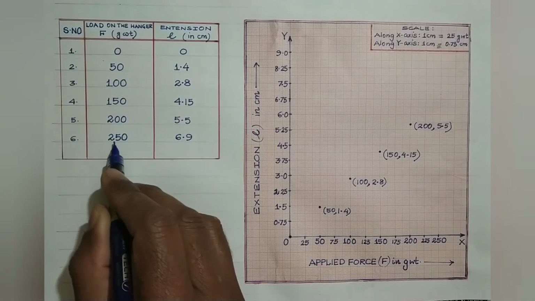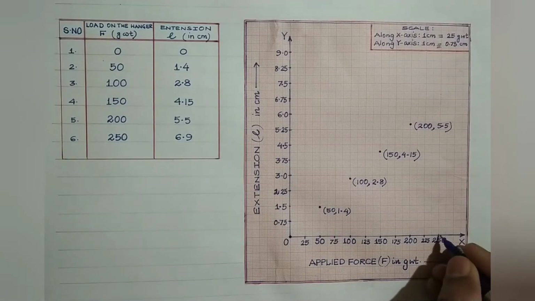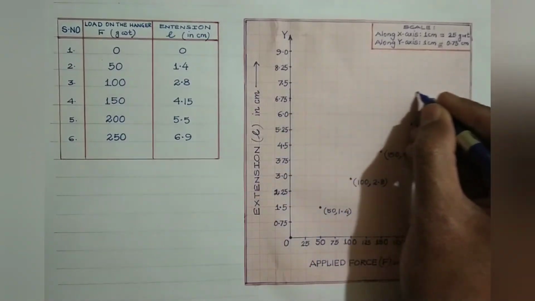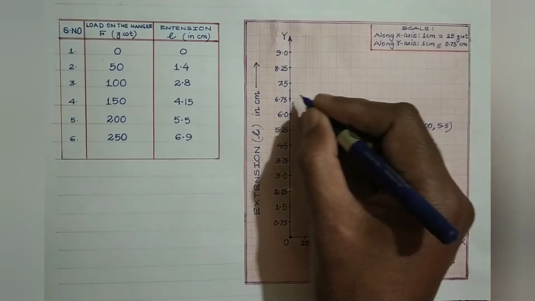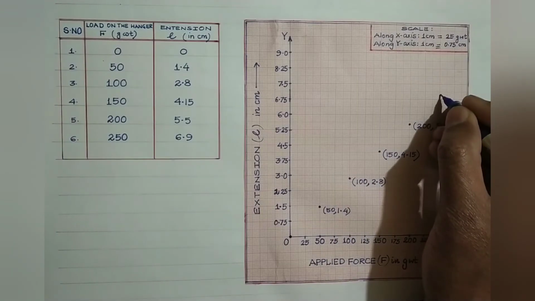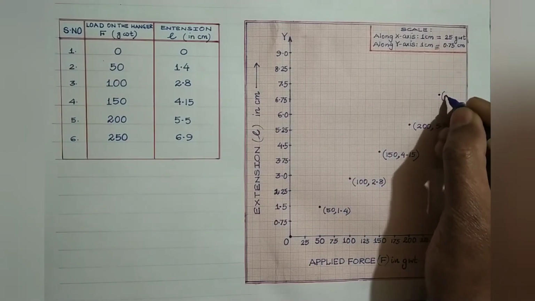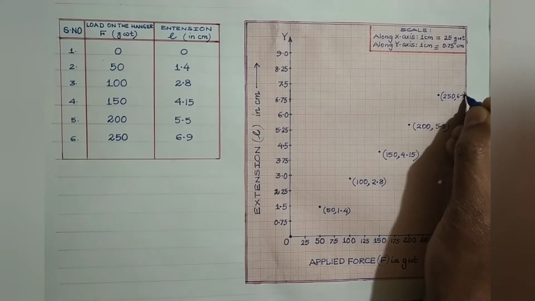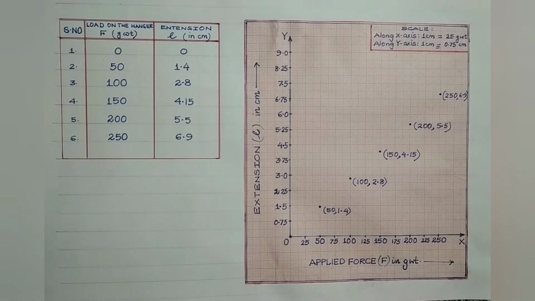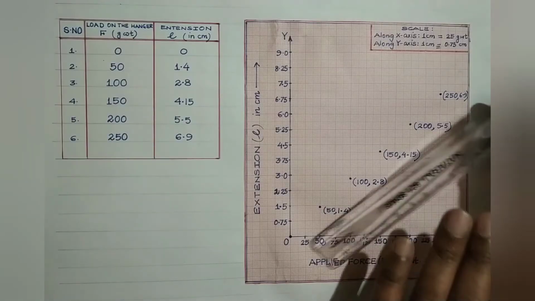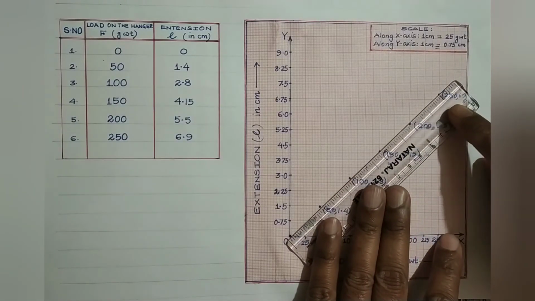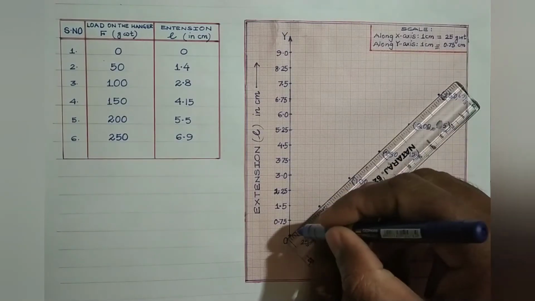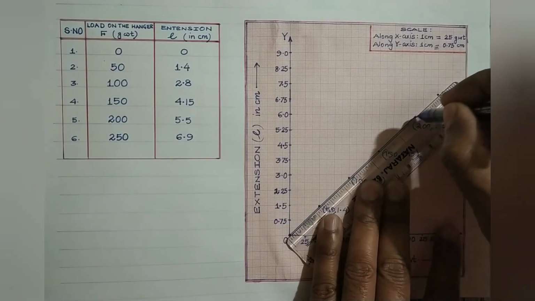And the last reading is corresponding to 250 gram weight. The extension is 6.9. So again it will be between 6.75 and 7.5, somewhere over here. So 250 and 6.9. Now ideally all these points must lie along a straight line. So let's find out. Okay, all these points are more or less lying on this same straight line.